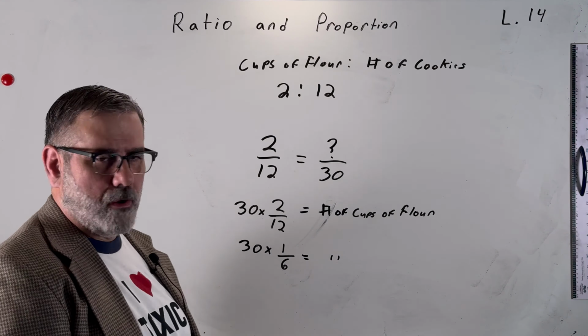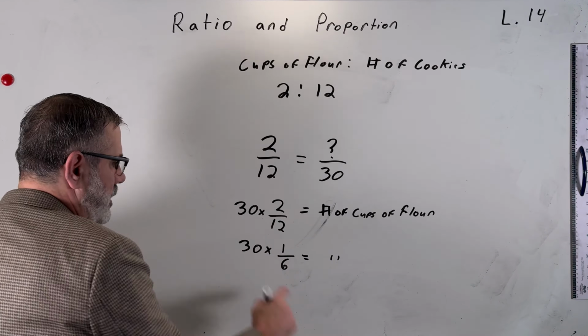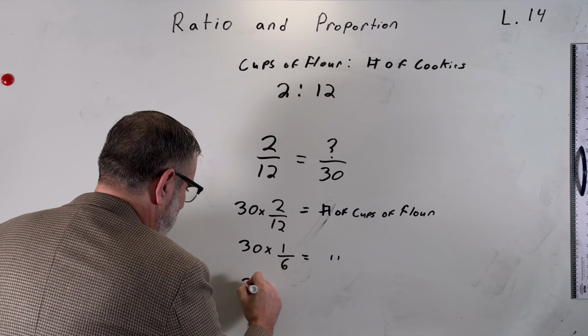That's the symbol for ditto. It means copy whatever was above, okay? But 30 times 1 over 6 is the same thing as 30 divided by 6.